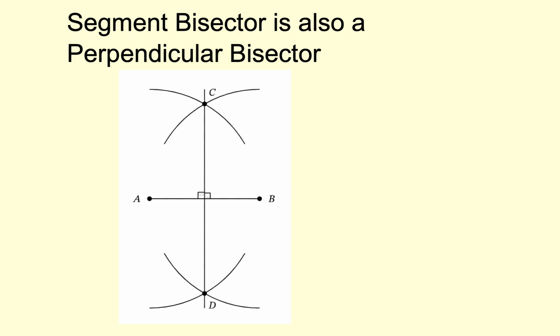A segment bisector is also a perpendicular bisector. So this is the construction that I've taught you. I just want you to know that this is an example of a perpendicular bisector. It's making a right angle and it's the midpoint, so that means this side and this side are going to be the same size. This is going to be important in our next concepts.